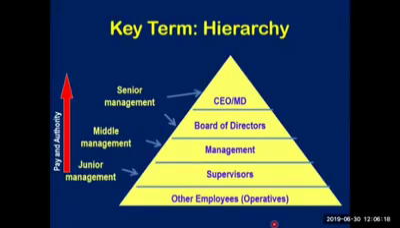Okay, this is the hierarchy of any organization. CEO, MD, and board of directors will come under the senior management. Management will come under the middle management, and supervisors and other employees will come under the junior management. So this is the top level management, CEO. Middle level management is the management, and the operational management is the supervisors.